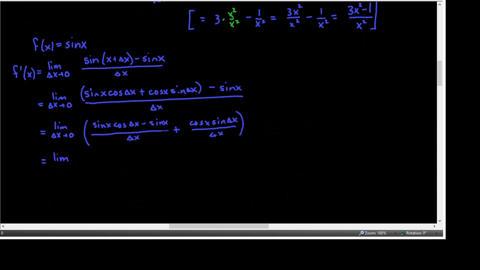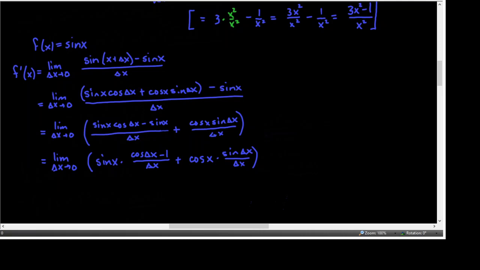You might notice in that first fraction that sine of x is a common factor. So I'm going to factor that out, which will leave cosine of delta x minus 1 all over delta x. And I'll do the same thing, cosine of x I'm going to bring out in front, and that would be multiplied by sine of delta x over delta x.